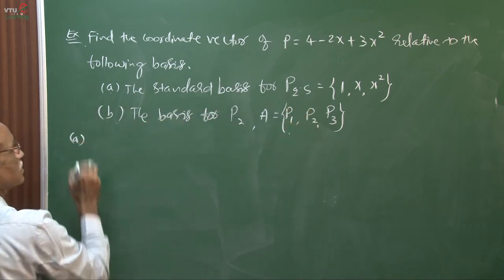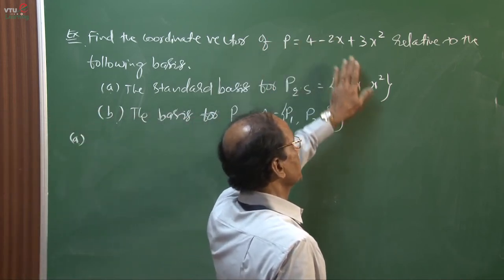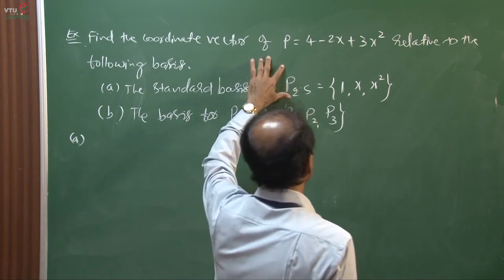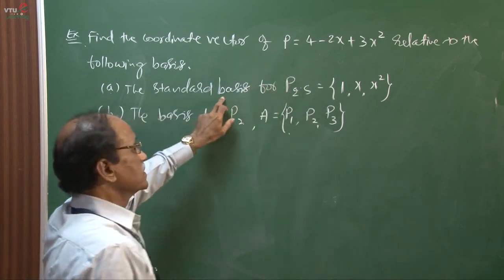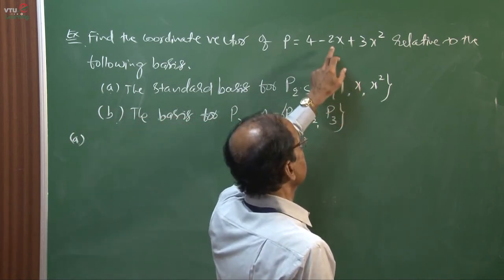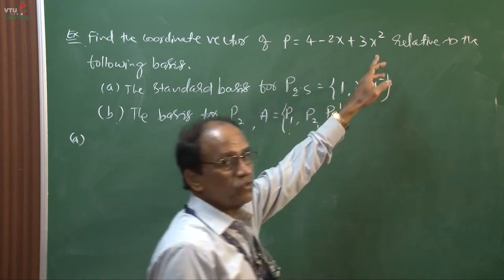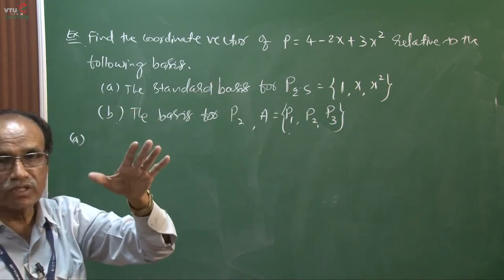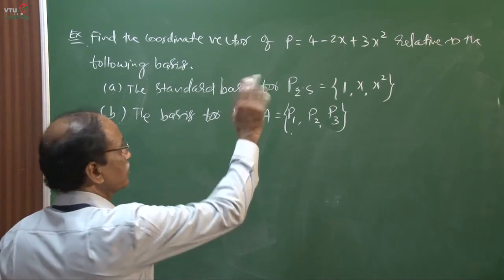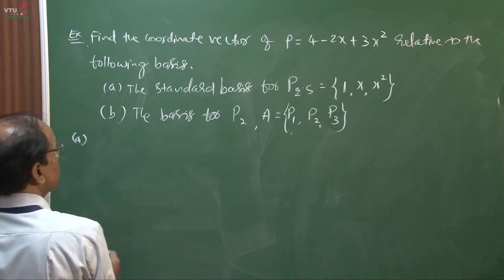The first question, you can easily make out by comparison. P is equal to this much, and for P2, suppose you consider this as the basis, then in place of 1, what is the number? In place of x, what is the coefficient? And in place of x squared, what is the number? There are three successive numbers which you can make out from the given equation. So, the answer to the first question, we can consider like this.